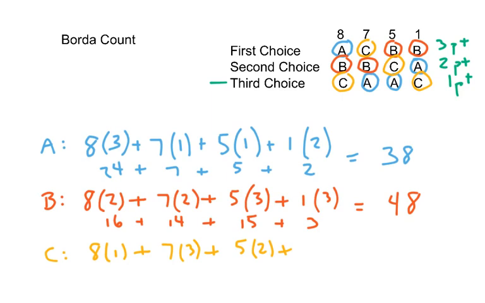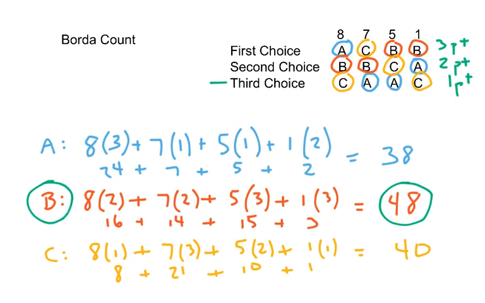And then finally they have 1 third place vote, and so candidate C has 8 plus 21 plus 10 plus 1. Candidate C has a total of 40 points. So the candidate with the most points is our winner. And here candidate B has 48 points. So by the Borda count method, candidate B is our winner.